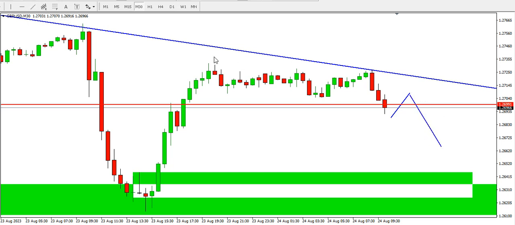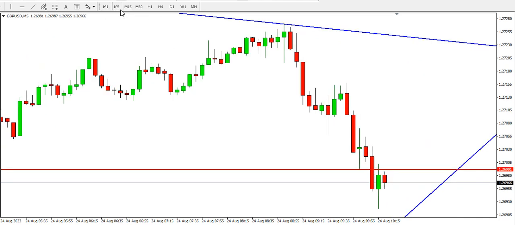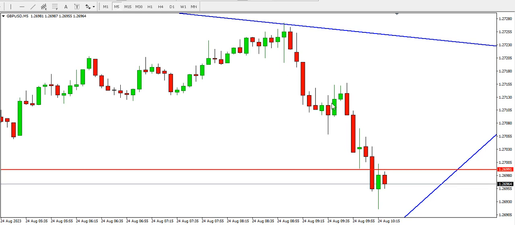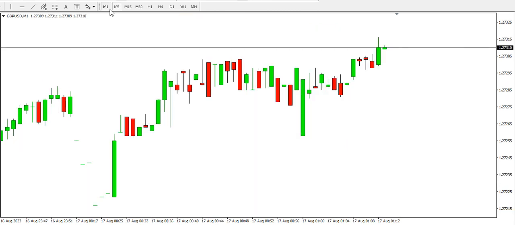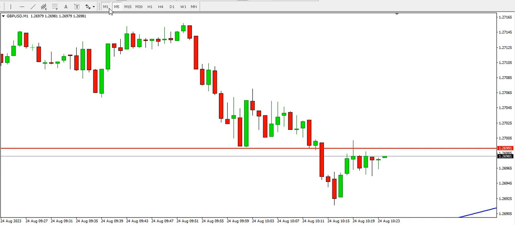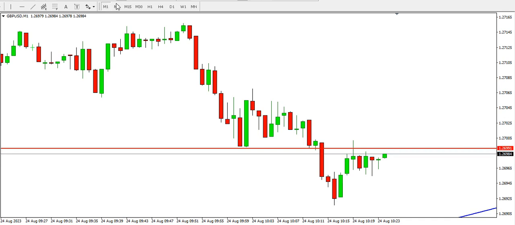All right, on the 15 minutes time frame, you can see price is gradually breaking down to the downside. So you might look at selling GBP USD for now. On the 5 minutes time frame, the bears are in control, the sellers are in charge. Same for the 1 minute time frame. Let's take a look at the 1 minute time frame. It's clearly a downtrend on the 1 minute time frame.